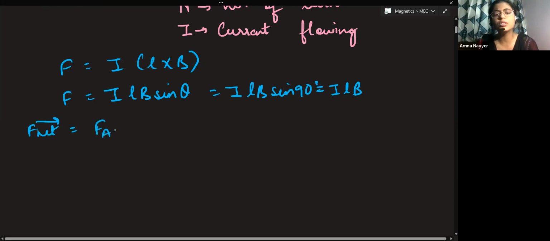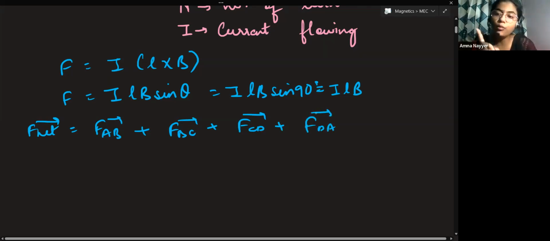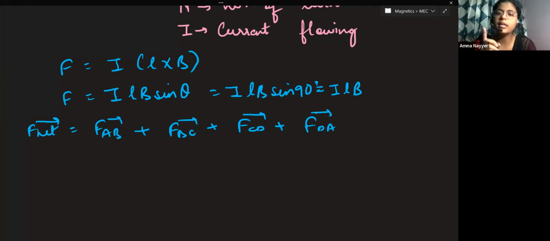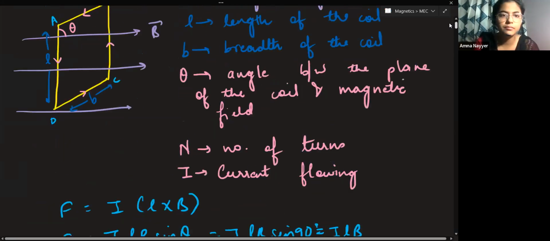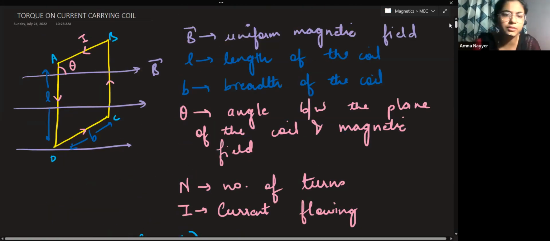Now let's calculate the net force. So net force will be due to each segment, FAB plus FBC plus FCD plus FDA, all these four segments. Magnitude for each segment will remain the same, but directions will change. Now, let's see regarding FAB first.